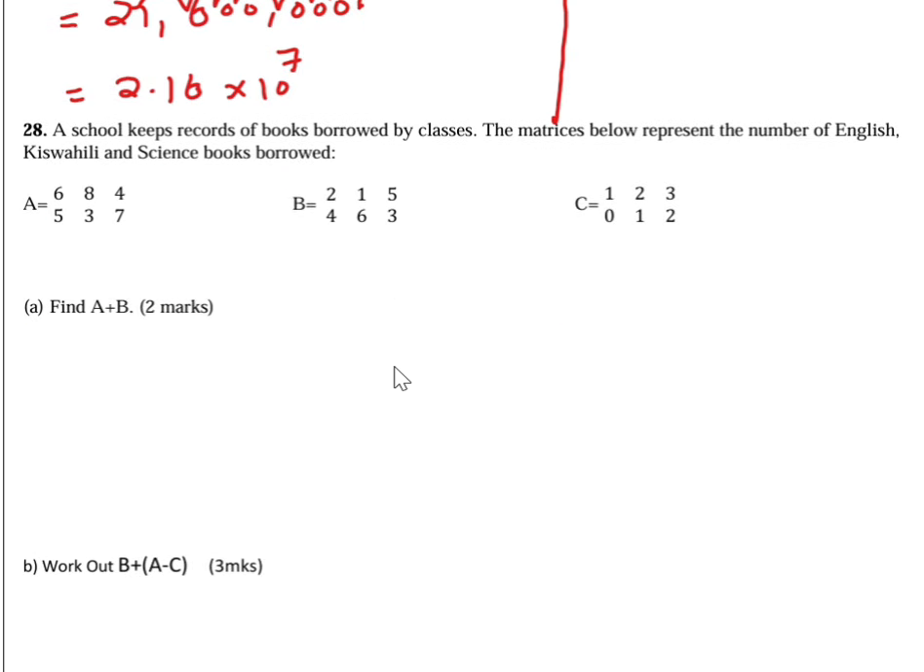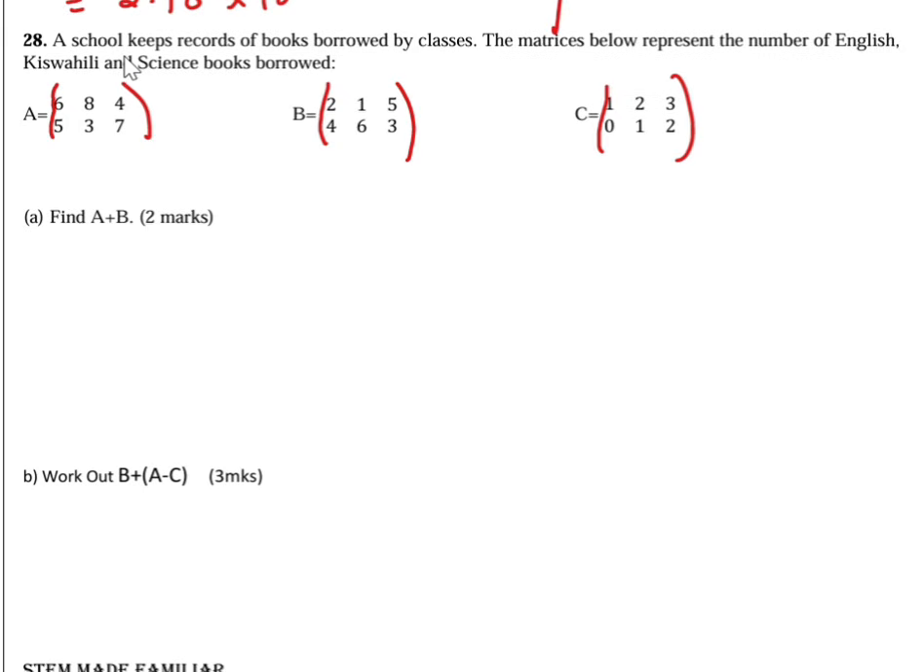Number 28. A school keeps records of books borrowed by classes. Matrices below represent the number of English, Kiswahili, and science books borrowed. These are matrices. So allow me to put some brackets here so that these are matrices. Find A plus B. So inamaanisha we add the two matrices. So naongeza A plus B, very easy. So A plus B, just pick the matrices the way they are. You add the respective elements. I know you know this, so allow me to jump that step so that we can add quickly and move on.